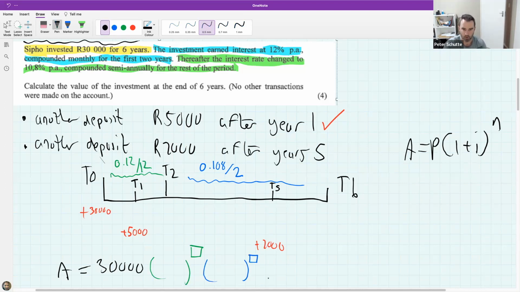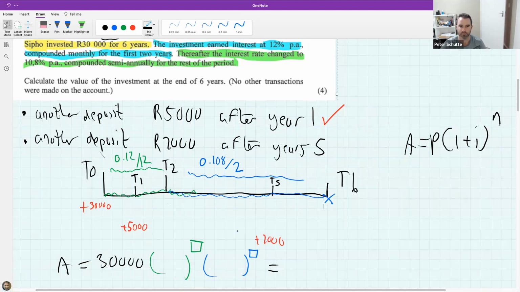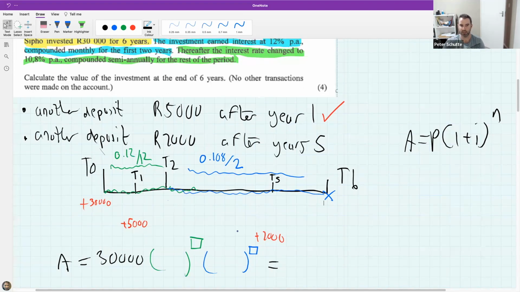Can you tell me what you get at the end? Now you're going to have to figure out the missing bits. How much does the 30,000 get to once it goes through this journey to get to the other side? So what does the 30,000 get to? Now I'm just using the 30,000 at this stage.